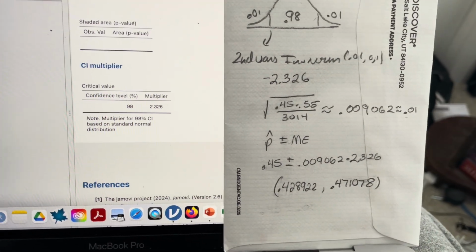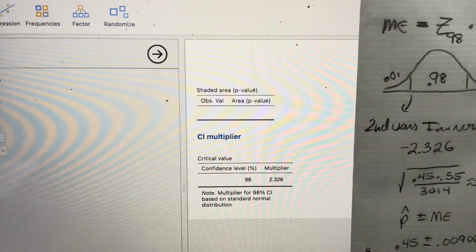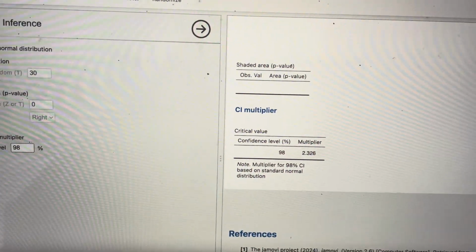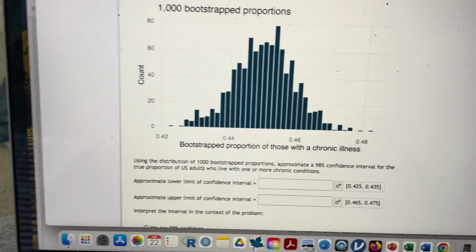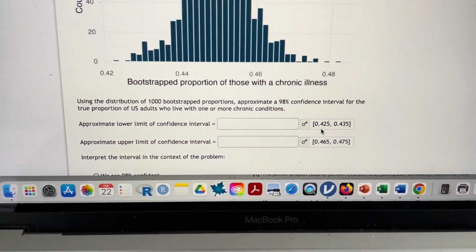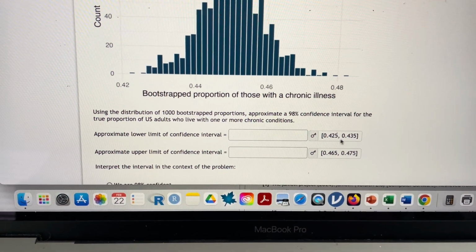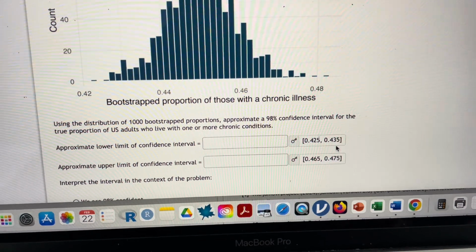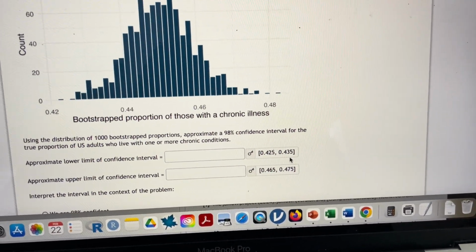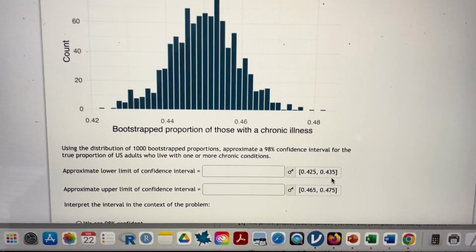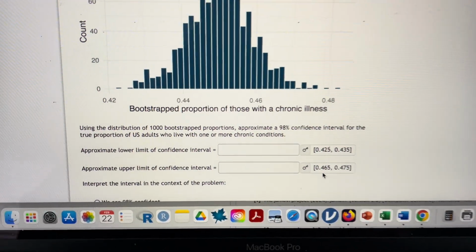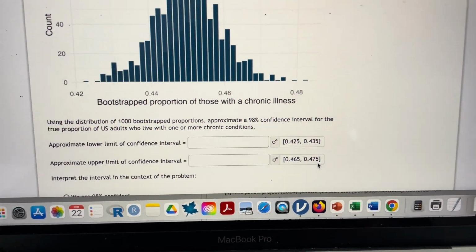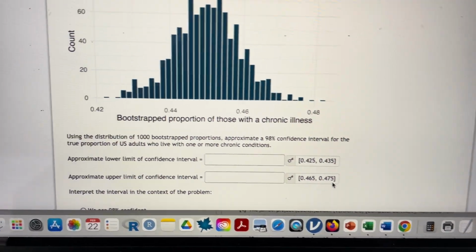Now, just to show you, and let me get this back. Click. There we go. Okay, so the boundaries, or the tolerances, for the lower limit are from 0.425 to 0.435, and we got 0.4289. Here, 0.465 to 0.475, and we got 0.471.